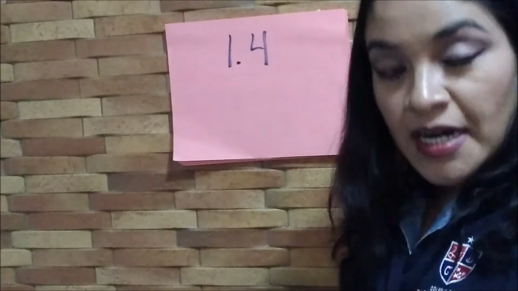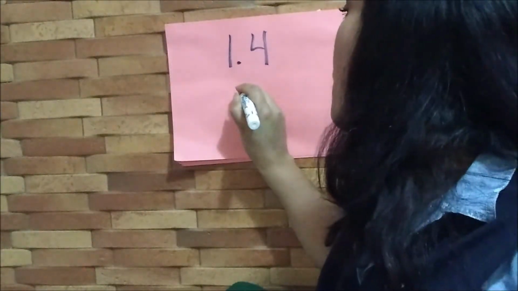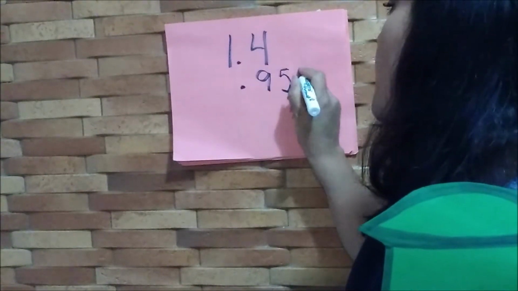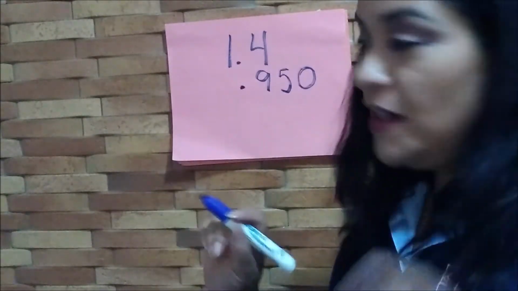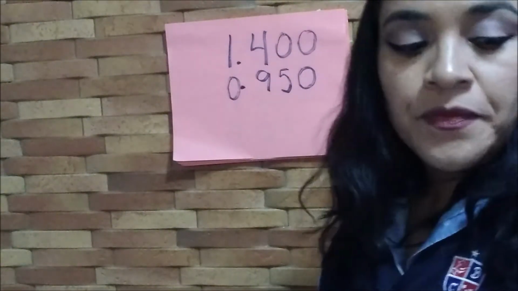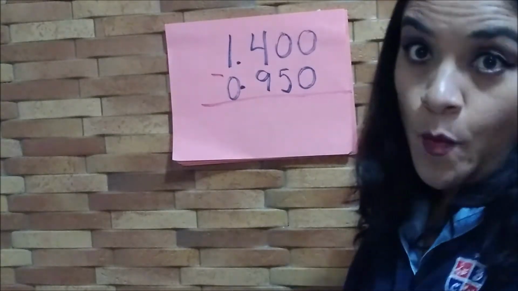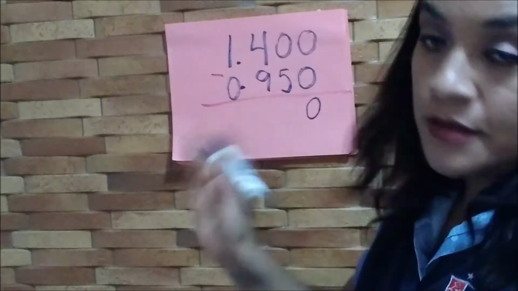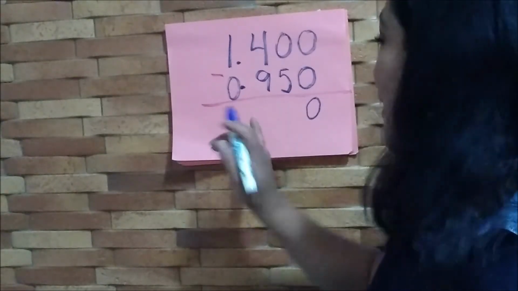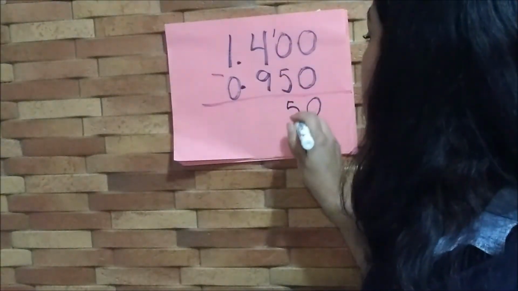0.4 liters. Remember, since it is not a liter, we won't place anything after the point. So we're going to write it with a point, and then 950. We can fill the empty spaces with zeros. Okay, and then let's subtract. 0 minus 0 is 0. Can we take out 5 out of 0? No, but we're going to make it a 10. And our answer is going to be 10 minus 5 equals 5.